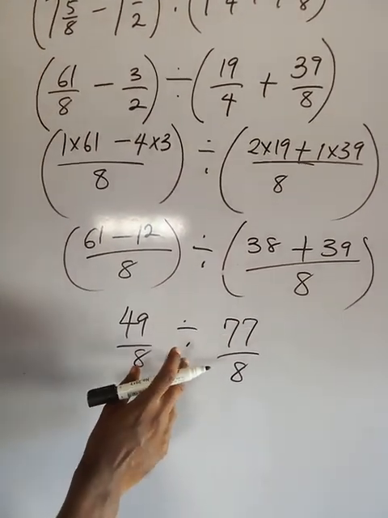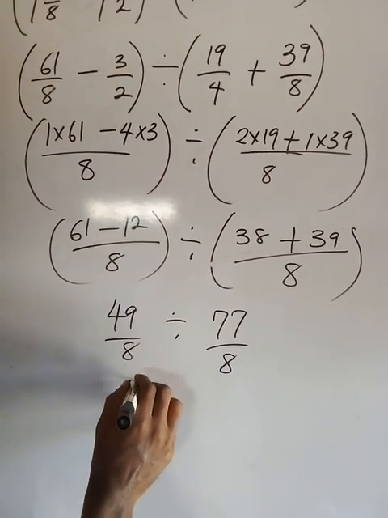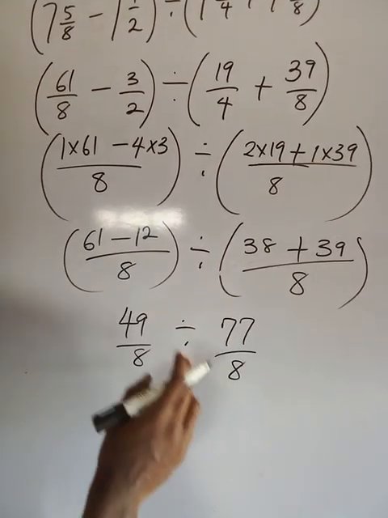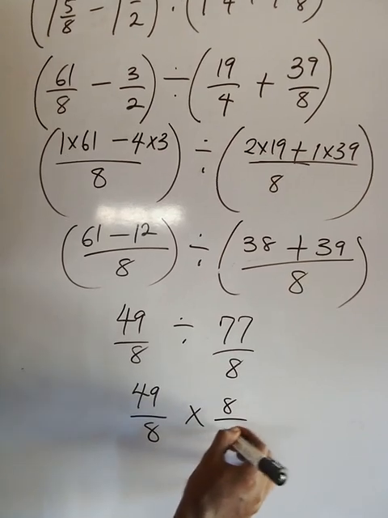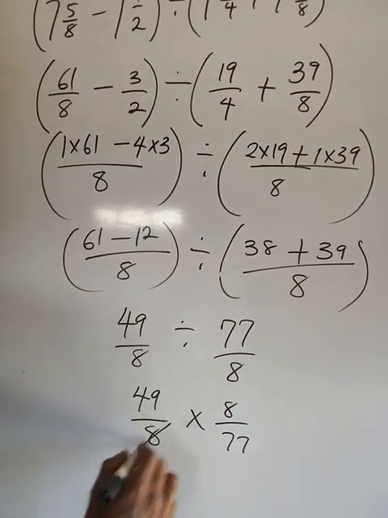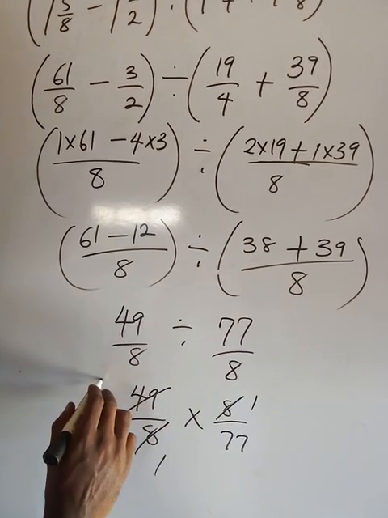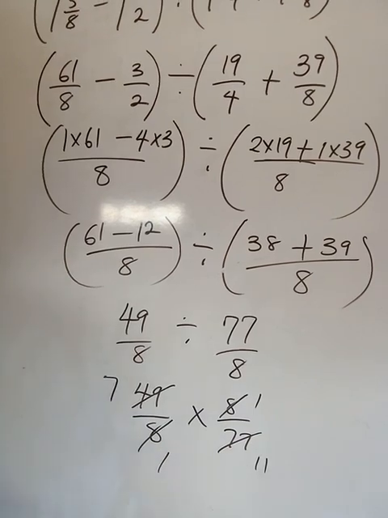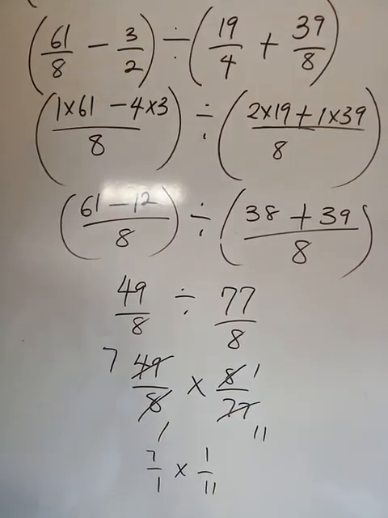To carry out division in mathematics is easy, because to carry out division of fractions, all you need to do is to invert one of the fractions and then change this to multiplication. So this will give us times 8 over 77. 8 here is 1, 8 here is 1. And then 7 here is 7, and 7 here is 11. So up here we have 7 over 1 times 1 over 11.